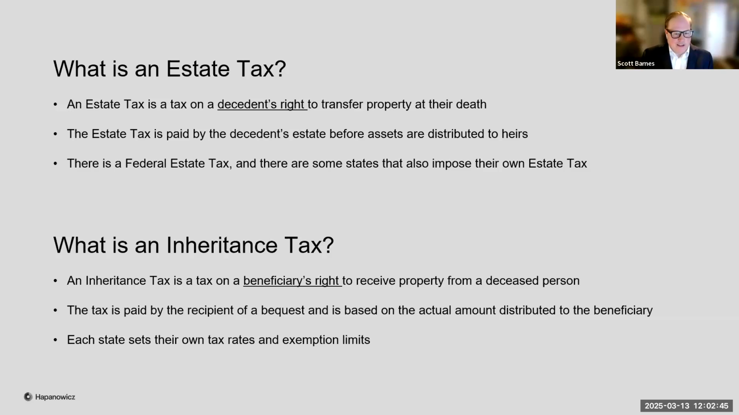The federal estate tax is a progressive tax, and I'll describe what that means on one of the next slides. And it applies to estates with values over certain exemption limits, which we'll review. And there are also 12 states and the District of Columbia that impose their own estate tax, and each one has their own exemption limit and tax rate. And again, we'll review that on a later slide.